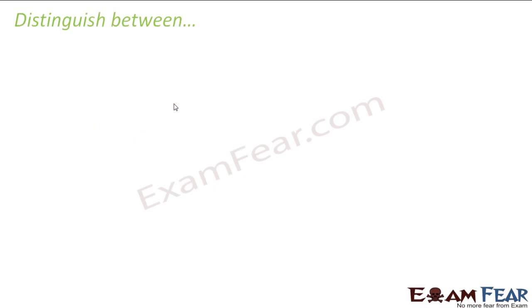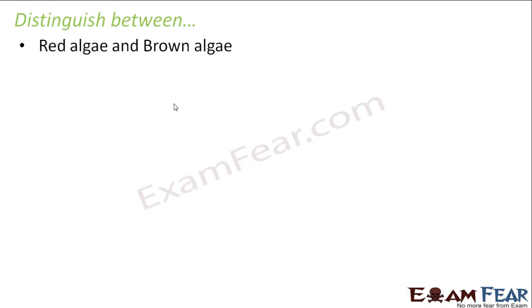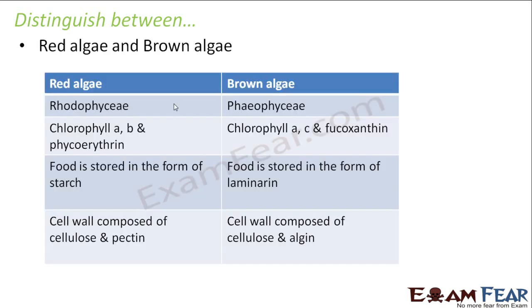Okay. Again, let us look at some distinction between red algae and brown algae. So many important differences. Red algae are known as Rhodophyceae, brown algae Phaeophyceae. Why are they red? Due to the presence of chlorophyll A, B and phycoerythrin. Phycoerythrin is in greater amounts. Brown algae is brown due to chlorophyll A, C and fucoxanthin. It is basically due to fucoxanthin.